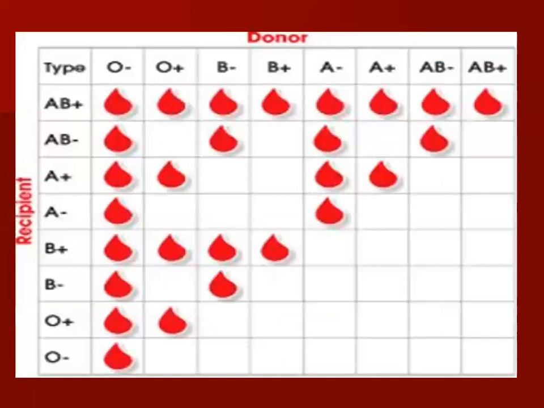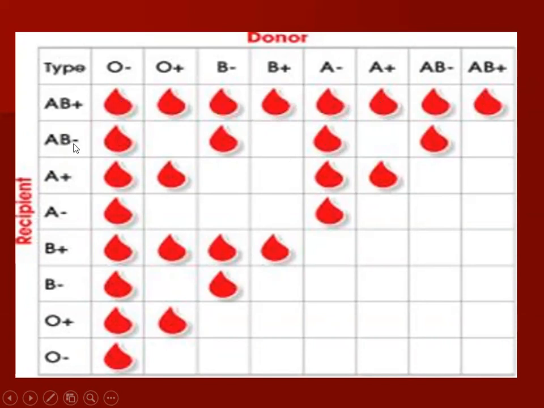Now, when we look at our graph here, we have our donors and then we have our recipients. So this is our blood donor and this is the person receiving the blood. When you look at this, type AB positive is a universal recipient. So it can receive from everybody. It can receive from O negative, O positive, B negative, B positive, A positive, A negative. It can receive from everybody, okay? So it's a universal recipient.